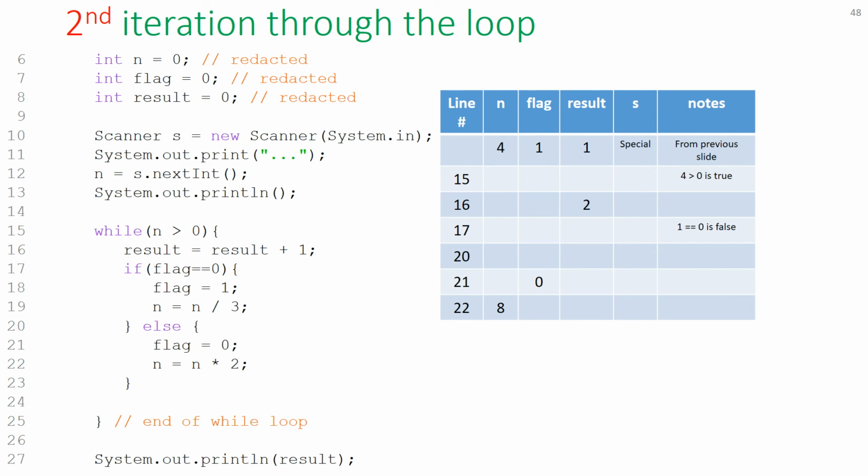What's going on with flag? Yeah, we are toggling, right? Flag is 0. If flag equals 0, flag equals 1. Next spin of the loop, flag equals 1, flag equals 0. Next spin of the loop, flag equals 0, flag equals 1, right?